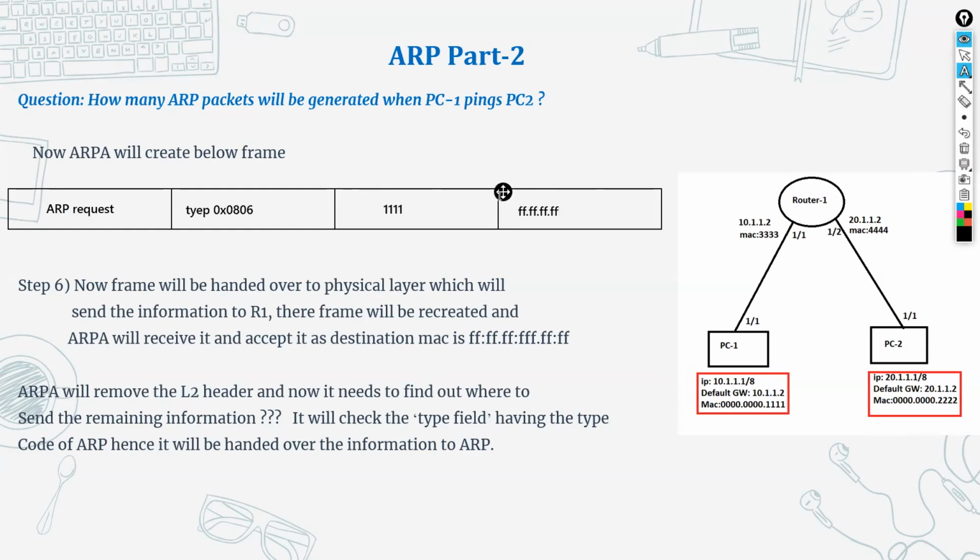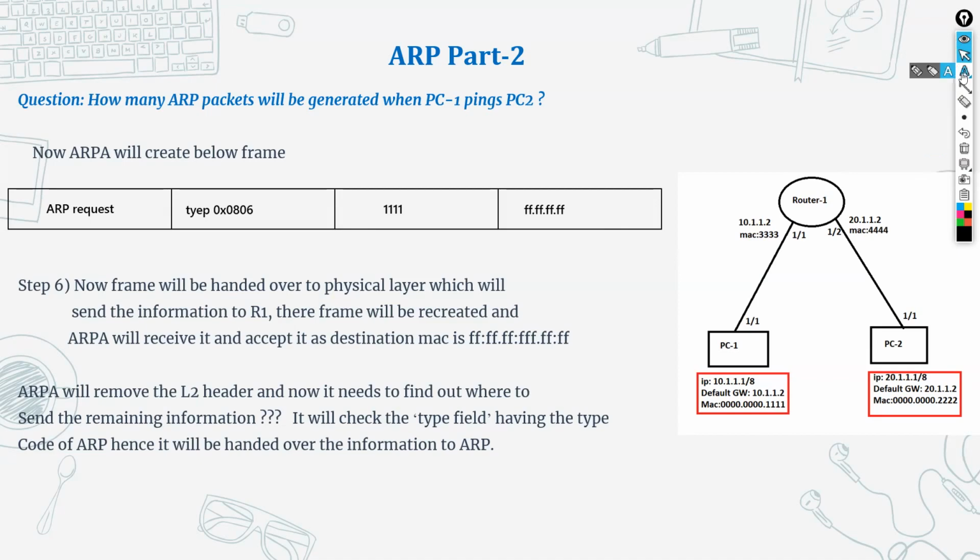So now, as we already know what is going to happen, ARPA is going to hand over this particular information to the physical layer, and this particular information will reach router 1, right? So at router 1, the frame will be recreated, and ARPA is going to receive this frame at router 1 with the destination MAC 0L F. So now this particular frame will be accepted and the layer 2 header will be removed, right?